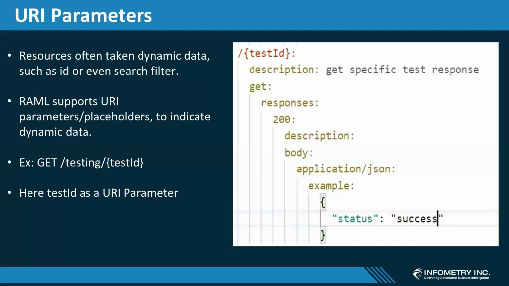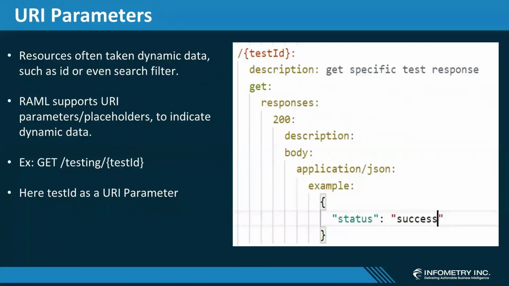We need to start with a slash and then curly braces, and within those curly braces, we should mention our URI parameter. It is basically used to identify a specific resource or resources, or filter operations. Resources often take dynamic data as well, such as an ID or even a search filter. As I said, we can use the URI parameter for a search filter as well. In these examples, you can see GET /testing is my resource and testId is my URI parameter. Here you can see the responses section that we discussed earlier.